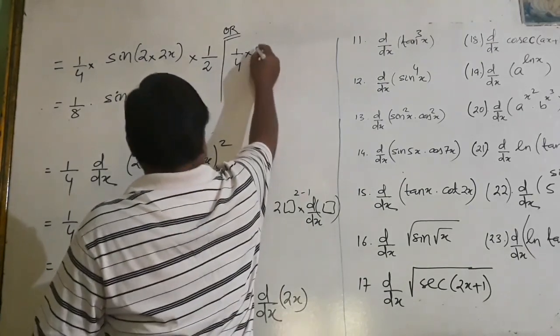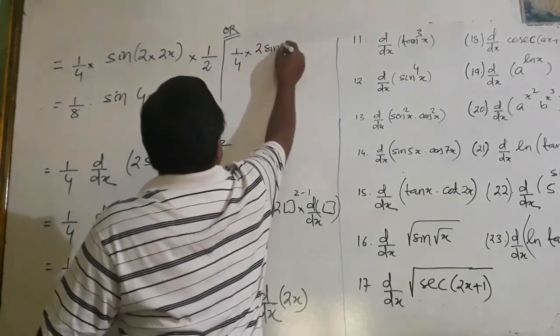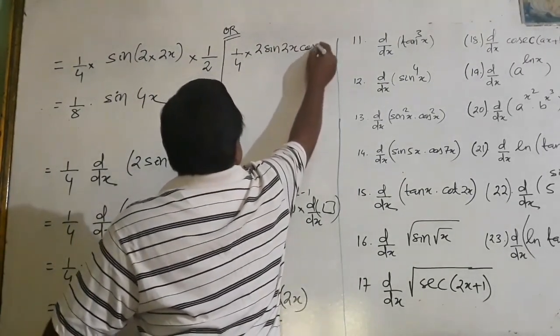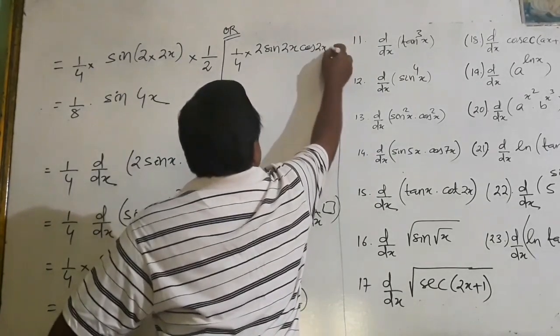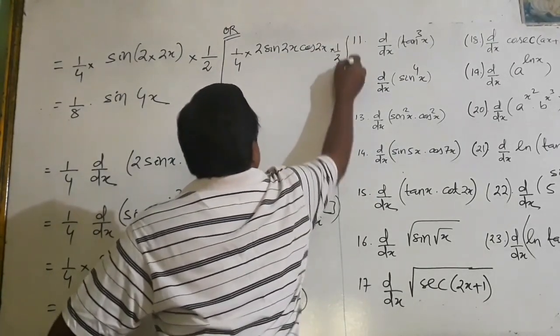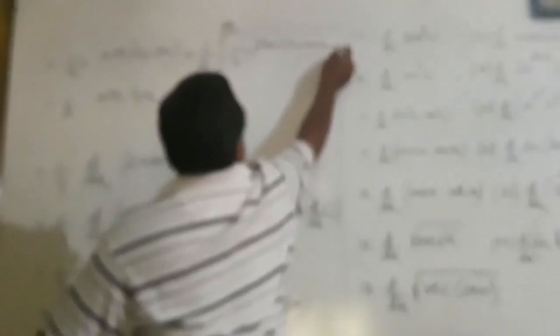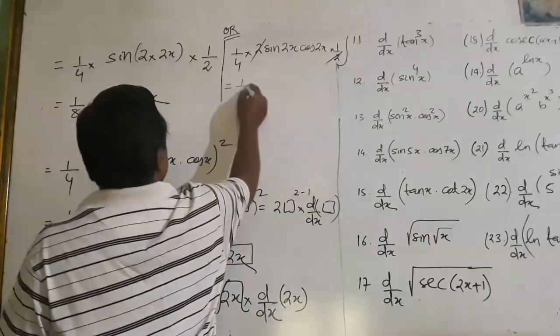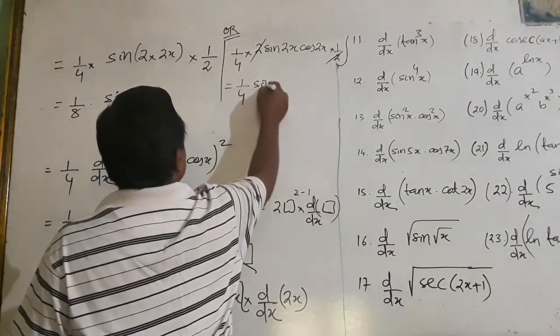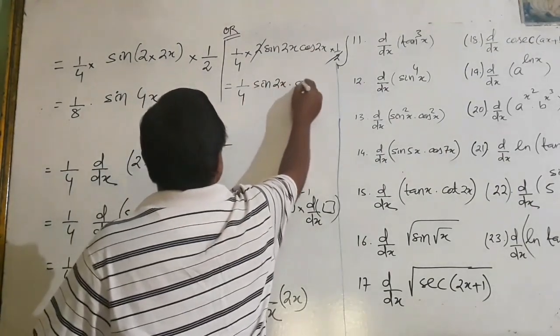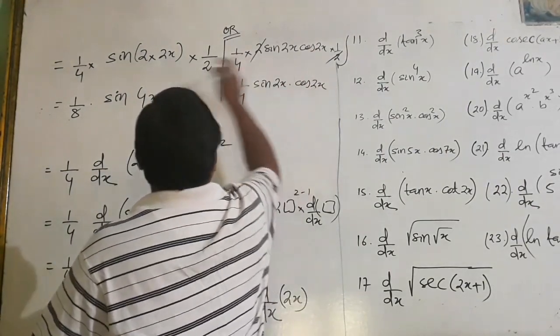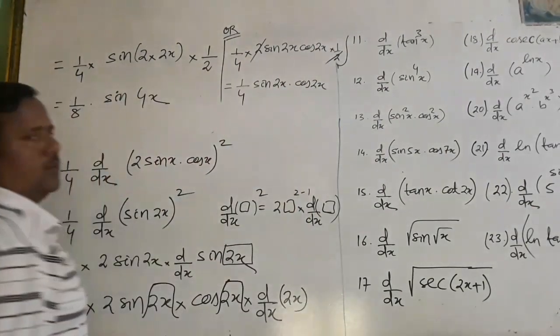1 by 4 into 2 sin 2x into cos 2x into half. The 2 will cancel. The answer will be 1 by 4 sin 2x into cos 2x. It may be the answer. Okay?